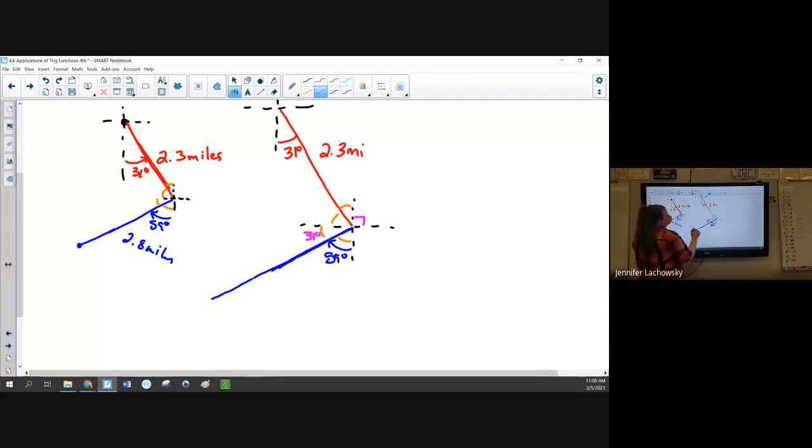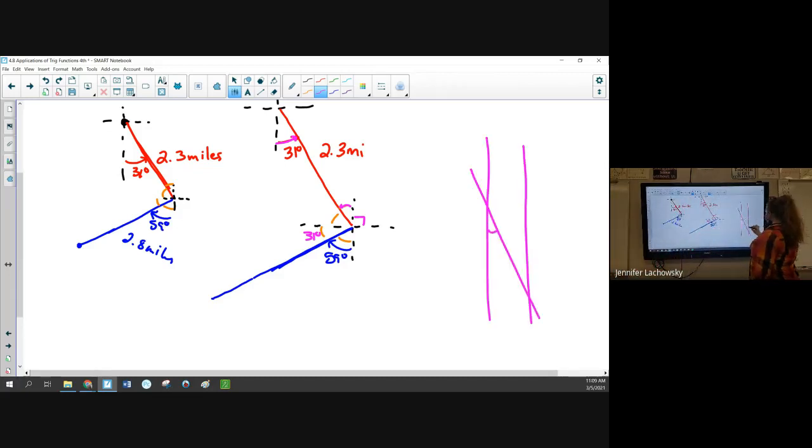And then what else? You just do the geometric rules, right? So should it be 59 again? The reason it's going to be 59 again is because this right here is an alternate interior angle with this one right here, because you have 2 parallel lines cut by a transversal, so that's the same.